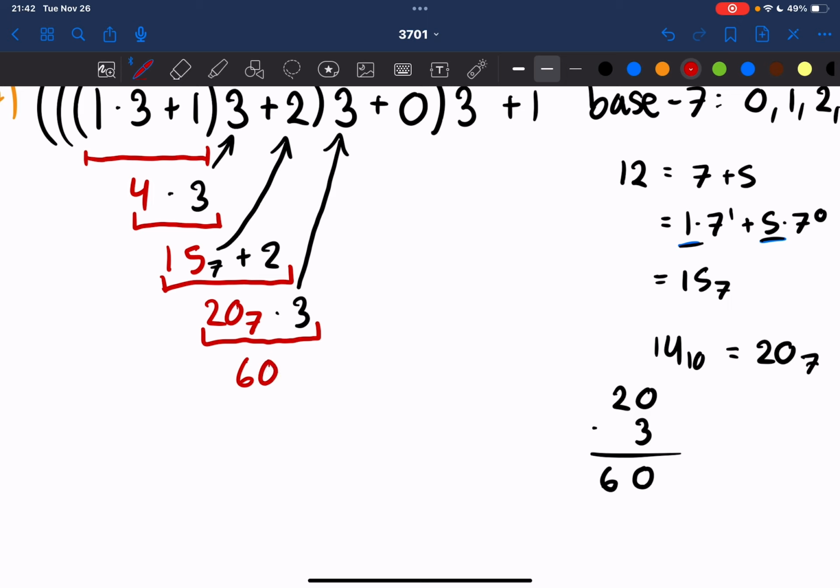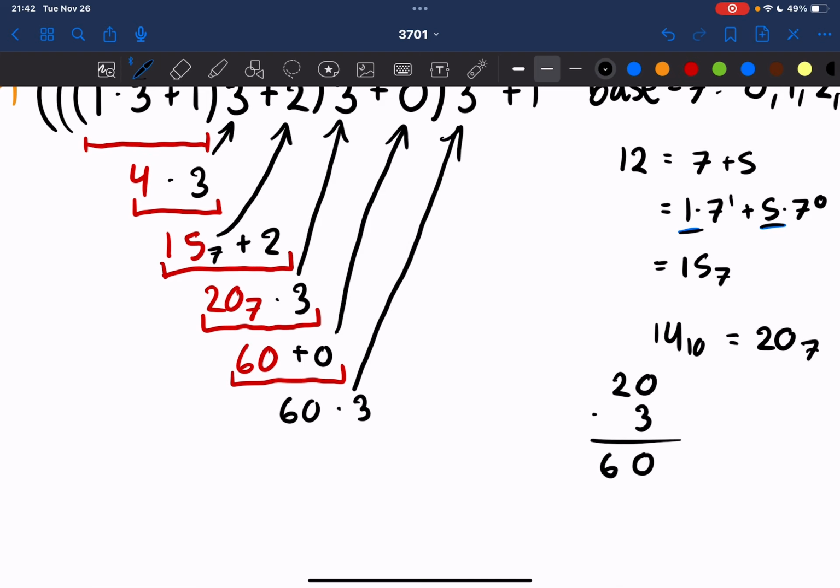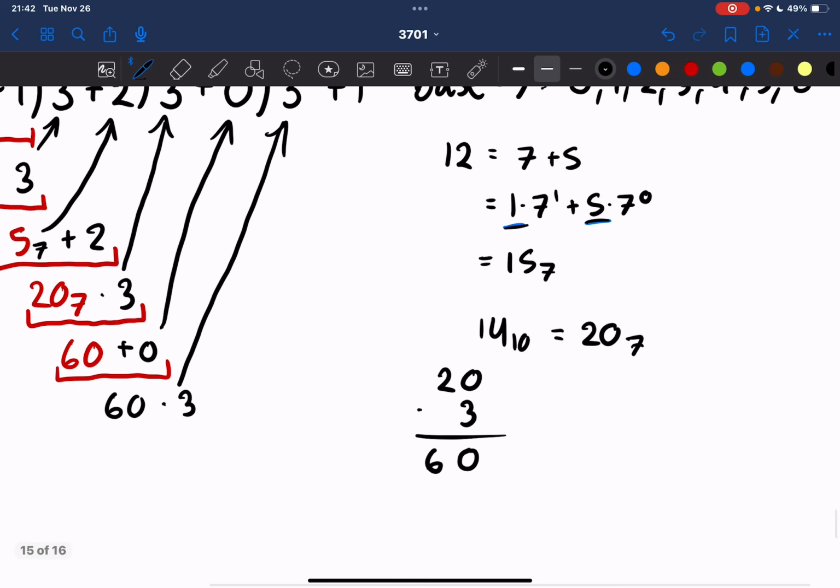And then what's next? Well, we add 0, right? So nothing changes. And then what? We have 60 times 3, right? So I should probably add this arrow here. 60 times 3. So what's 60 times 3 in base 7? Well, let's do it out here.